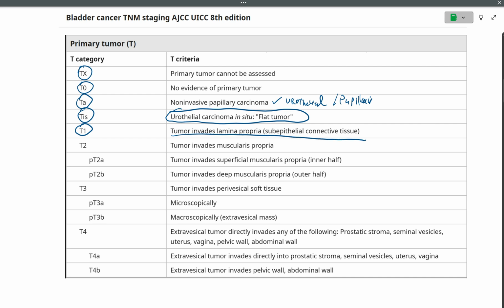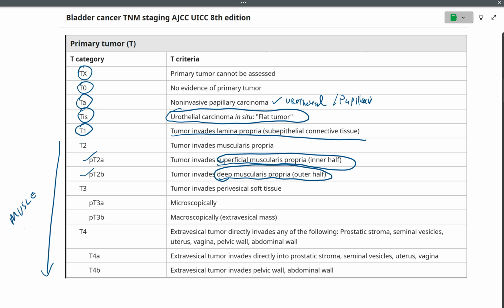T1 is tumor that invades the lamina propria. T2 is the tumor which invades the muscularis propria. T2a invades the superficial muscularis propria, and T2b invades the deep muscularis propria. From T2 onwards, it becomes muscle invasive bladder cancer. Until T1, it is non-muscle invasive bladder cancer. In this video, we only talk about non-muscle invasive bladder cancer.